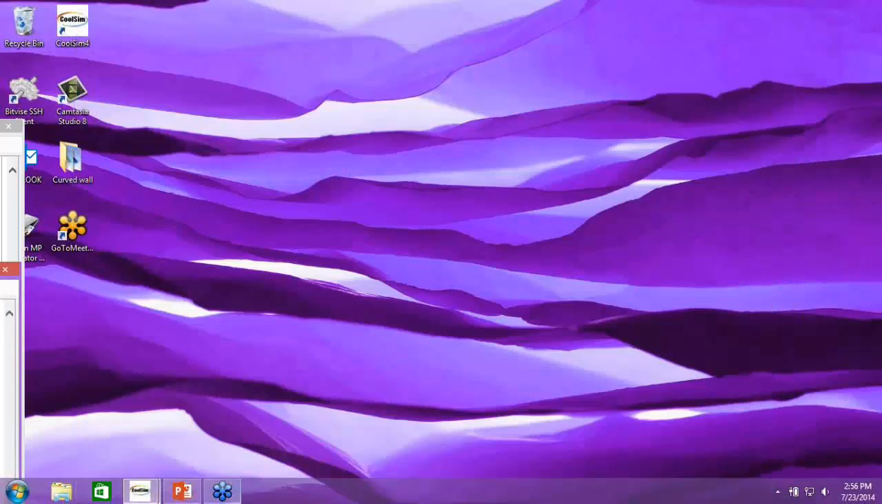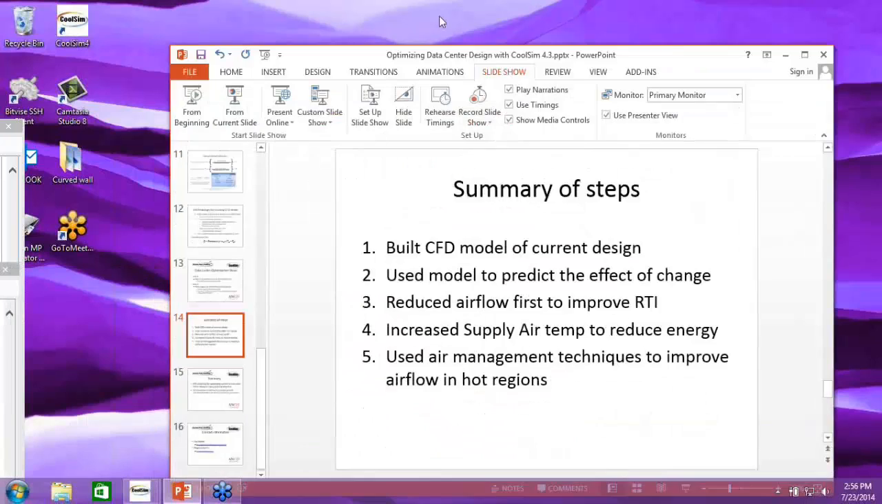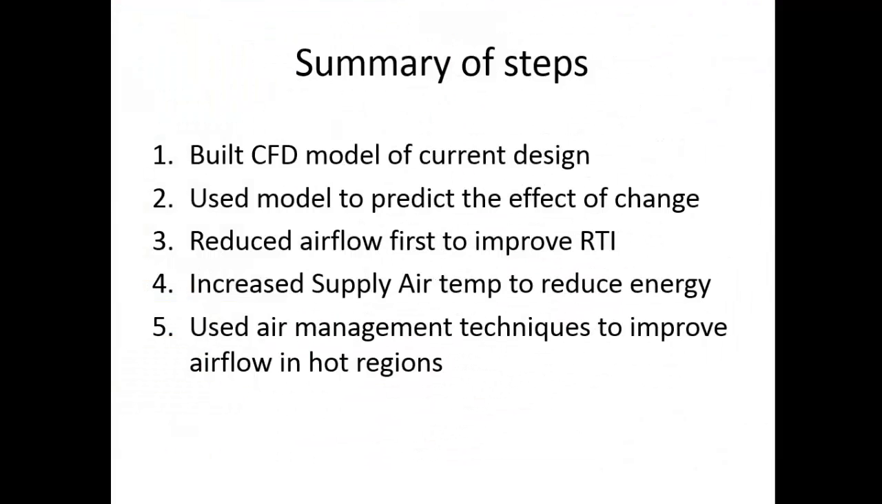So there we took a look at 2 different designs. Just to summarize, what we did again, built the model, set the RTI, increased supply air temp. And in the first one, we used air management by putting a ceiling plenum in place. The second one was telling us we needed to do air management in order to solve the crack failure. The middle units were okay, but as soon as you lost one of the end units, you started to run into trouble.